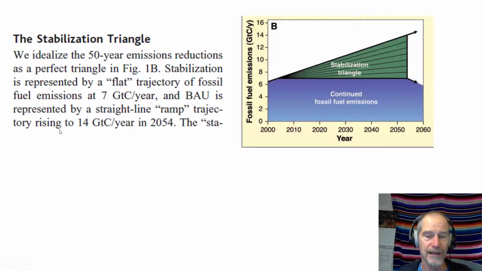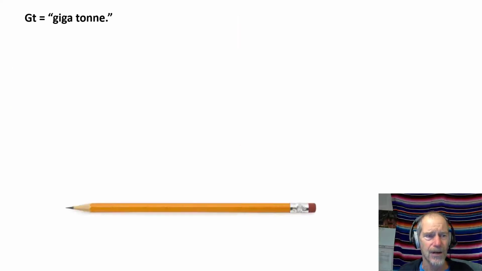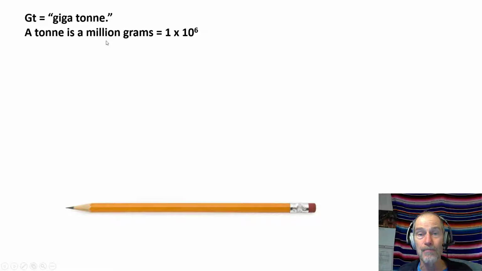Okay, so this is what I did. I wanted to know what 7 gigatons of carbon per year was and how I can visualize it. So there's no "what am I trying to figure out here?" I just started imagining this. What is 7 gigatons of carbon per year? Well, GT is a gigaton. What is that? A tonne, T-O-N-N-E, is a million grams. I'll express that in scientific notation: 1 times 10 to the 6. You should memorize that a million is 10 to the 6, just like 1,000 is 10 to the 3.